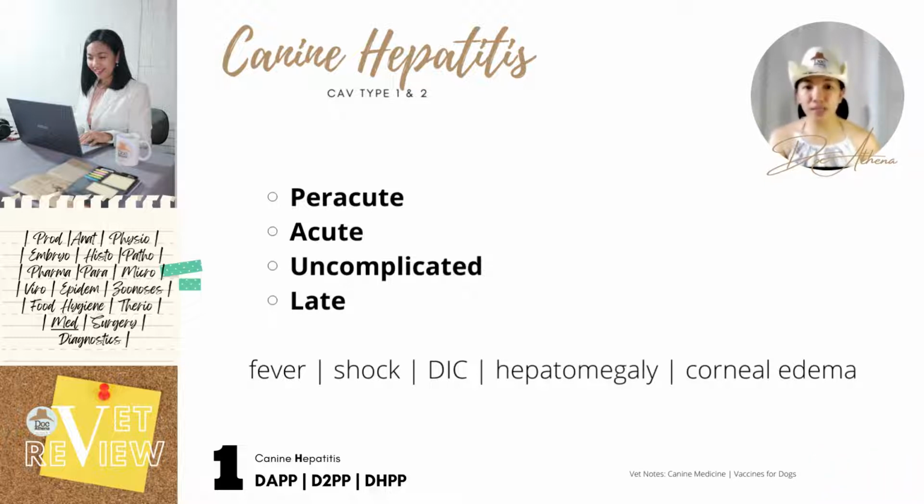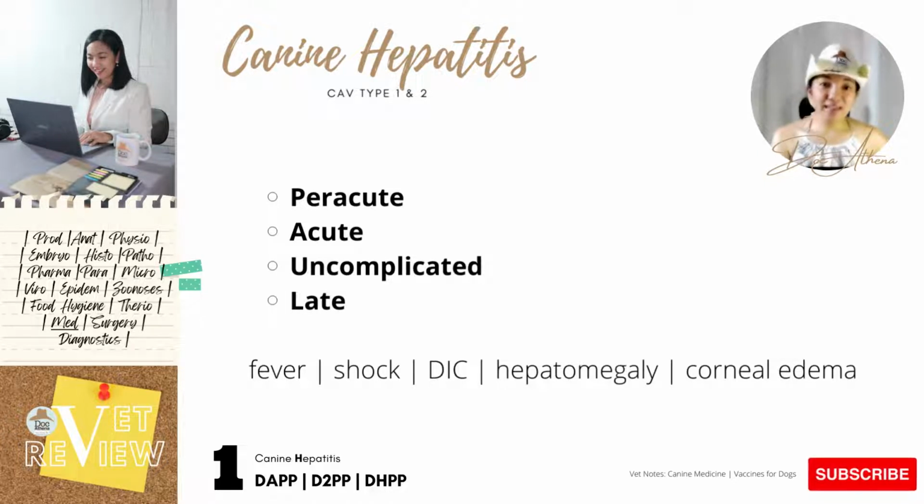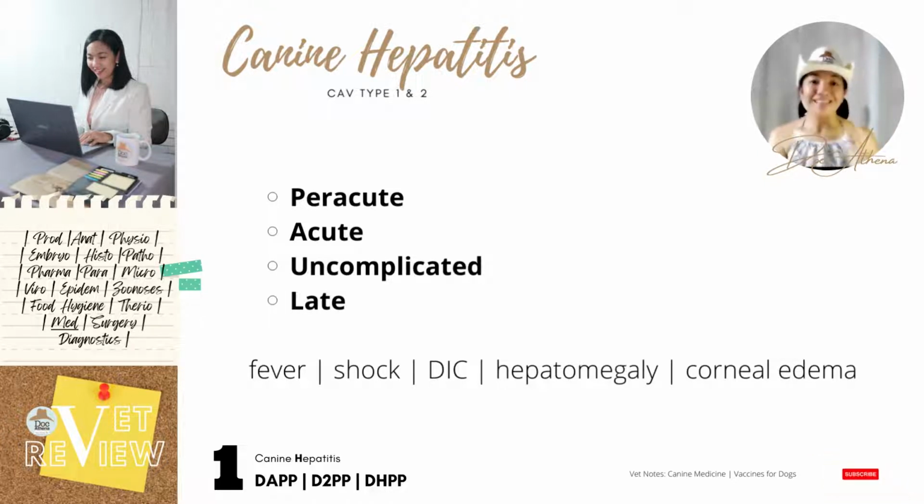And if there's a decrease of blood supply in the head or in the brain, there might be seizure. In this case, death could occur in a few hours. That's the peracute form of hepatitis.